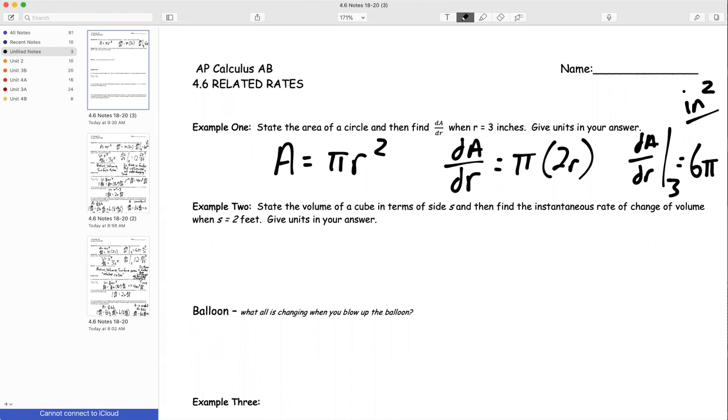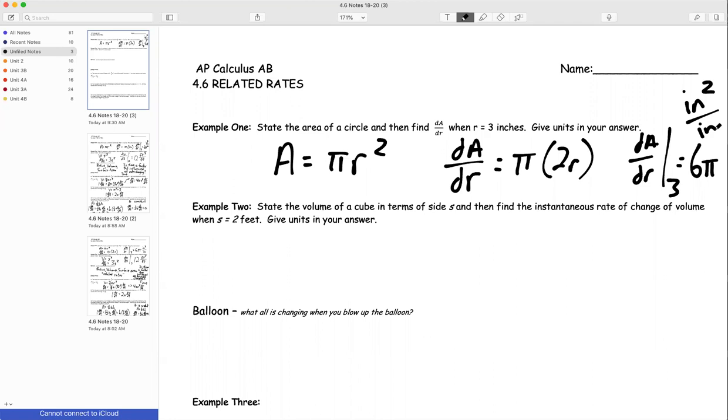And then my radius, it's dA over dr, right? So I've got the units for the area over the units for the radius, and the radius is measured also in inches. So it's inches squared per inch, meaning that if I increase the radius, the area will increase in square inches there. If I increase the radius in inches or decrease it, right? So 6 pi inches squared per inch. So far, so good.